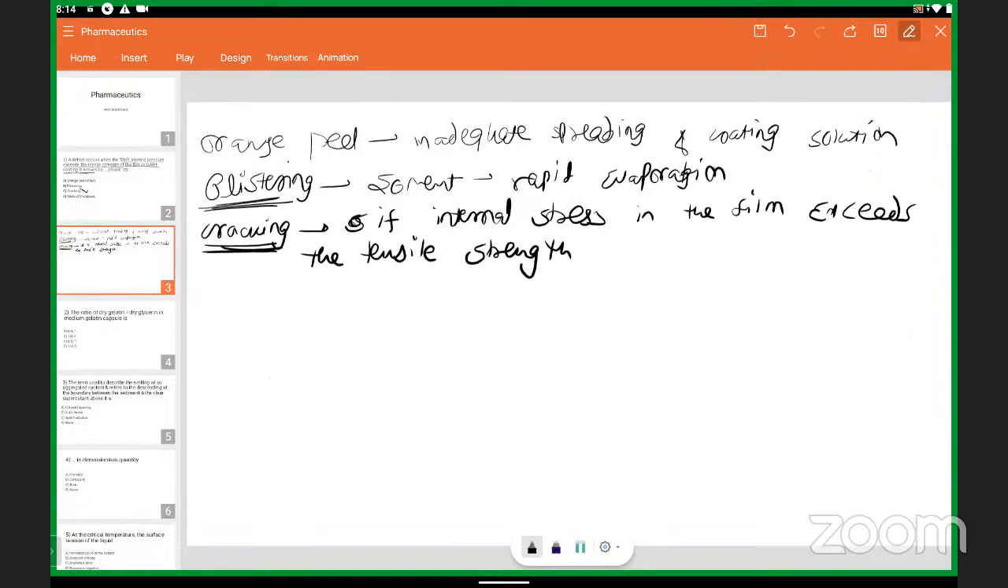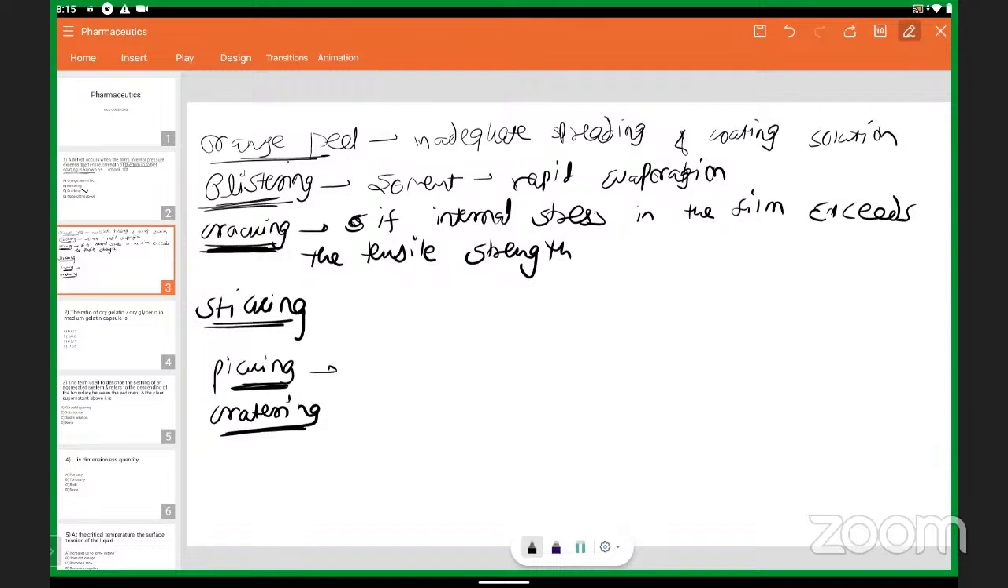Apart from blistering, orange peel and cracking, let me list some of the major effects that we observe in tablet coating. Sticking is also observed, with overweighting or excessive film tackiness. Then picking, where the film may stick if the pan is delayed. Then cratering, where craters can form on your film. This is also one of the major effects that we observe.